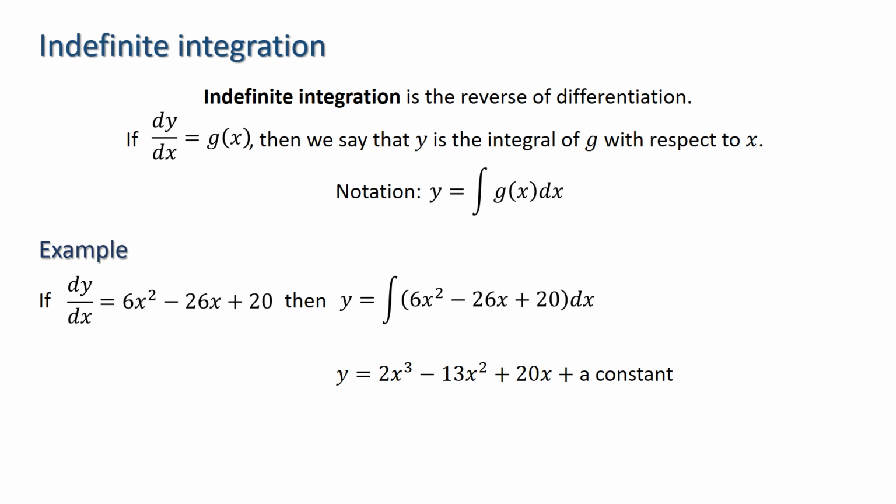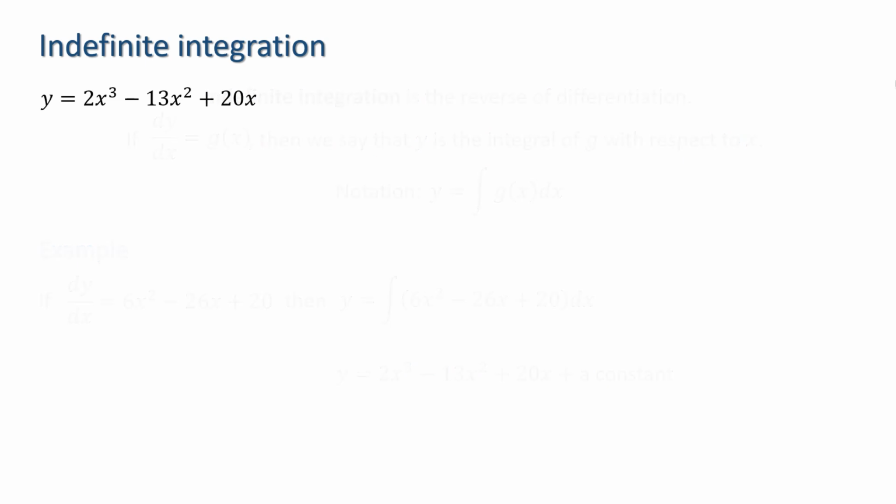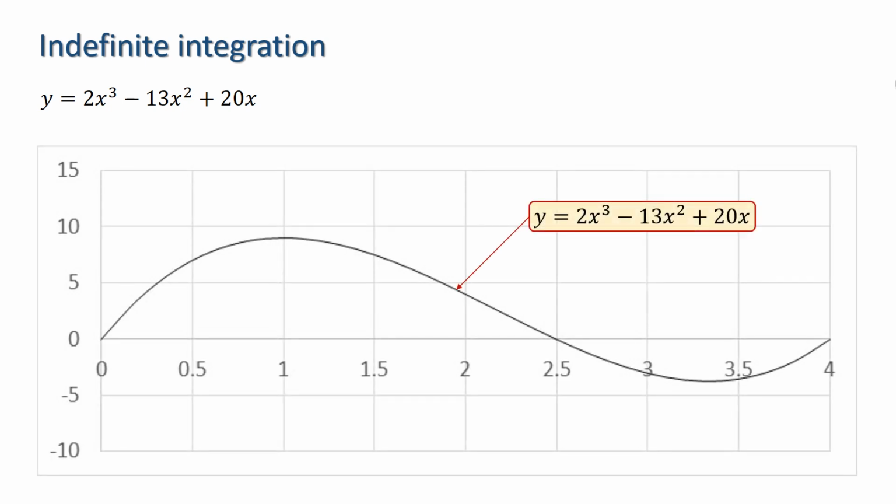This result can be checked by differentiating y and comparing the result with the original function. Okay, but why have we added a constant? Well, let's look at what the function looks like if we don't add a constant. Just to check, we differentiate and we get 6x squared minus 26x plus 20, as expected.